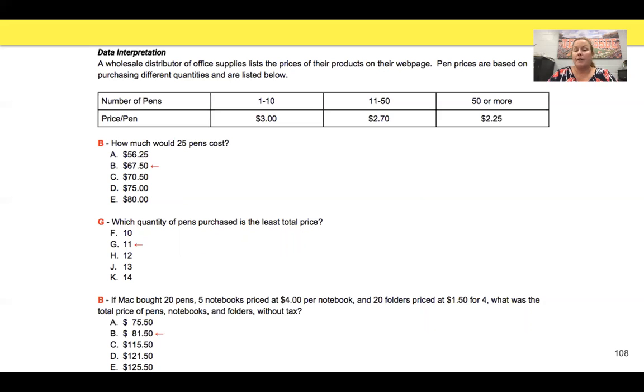So if we look here and they're asking how many would 25 pens cost, that's going to go in that 11 to 50 range, so $2.70. So then that means I'm literally going to do 25 times $2.70. And that's going to give me $67.50.